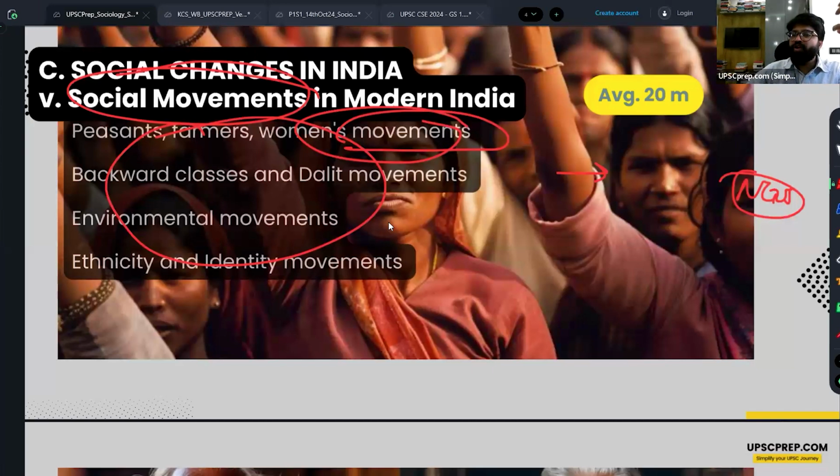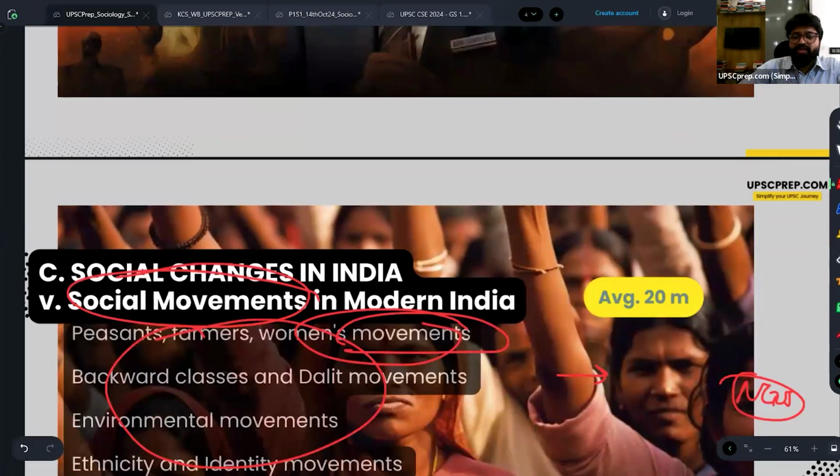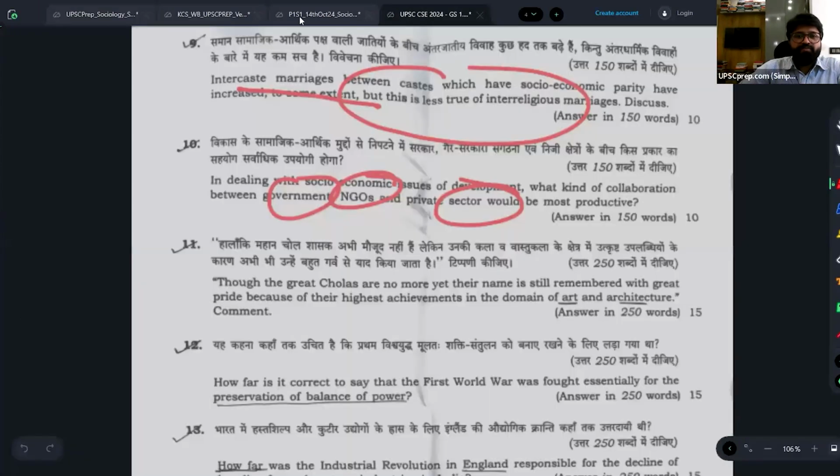And when we are going to talk about the role of NGOs in this particular question, you are going to borrow some points that we discuss here and here also. Okay, so question number 10. Then let us look at some of the other questions that have been asked in GS.